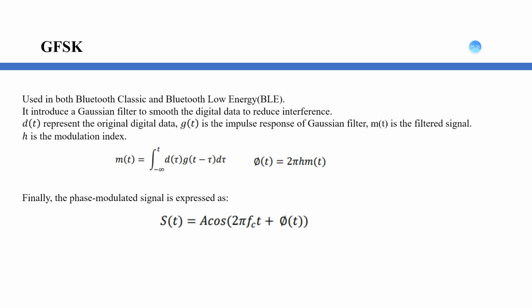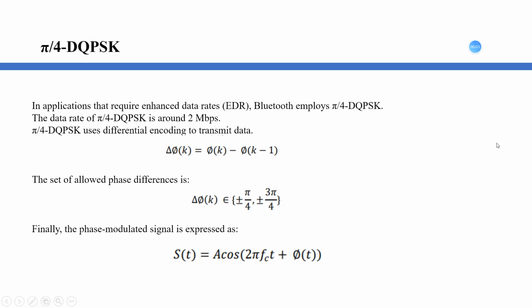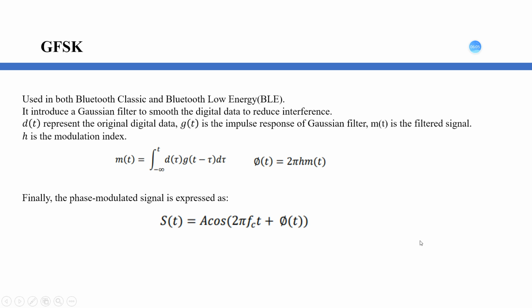The filtered signal MT is then multiplied by a modulation index and converted into a phase change. The modulation index H is typically around 0.5 in Bluetooth. The modulation index determines the frequency deviation. Finally, the phase modulated signal is expressed as ST.